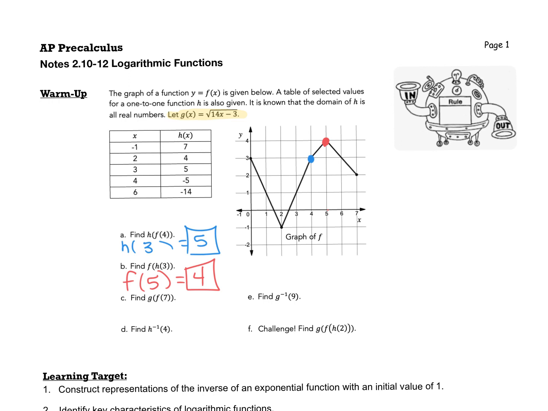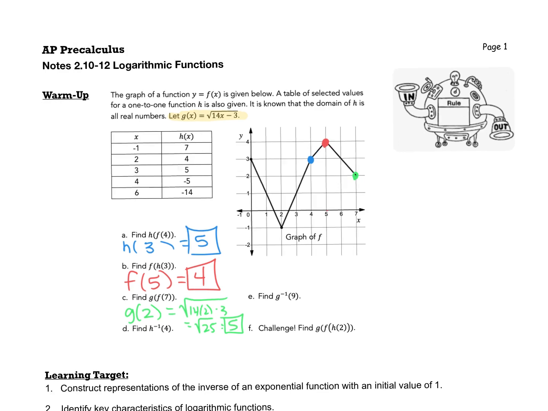All right. The next one, we want f at 7. All right, f at 7 on the inside. So we're going to start there. f at 7. What's that y value? 2. And then to get my final answer, we're going to have to plug it into g. Well, g was where they gave me an algebraic expression. So we're going to plug that in. 14 times 2 minus 3. That'd be 26 minus 3. No, 28 minus 3. Square root of 25, which would be 5.